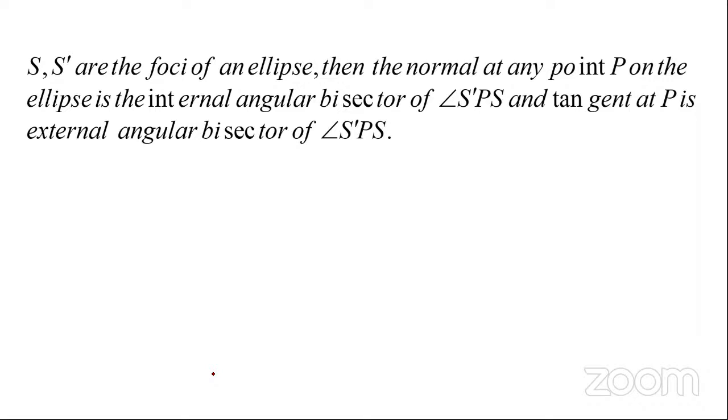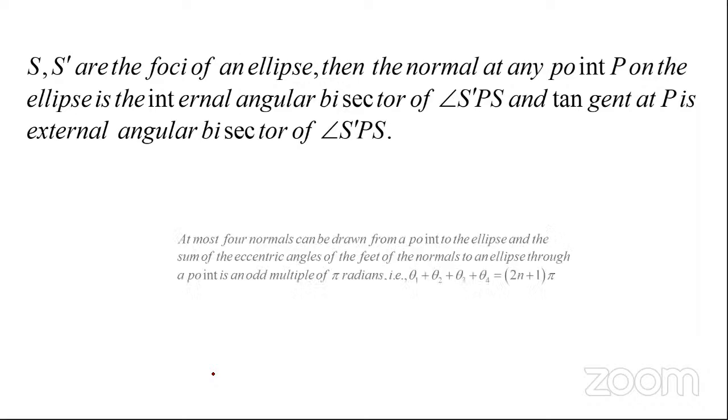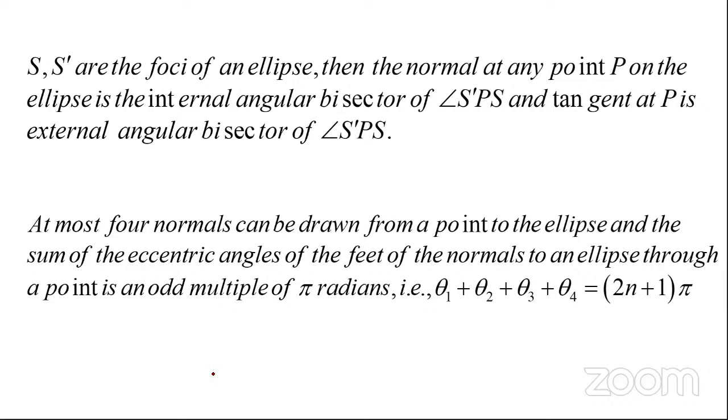So now, tangent is the external bisector, and the normal is the angular bisector, for the same S'PS. So next, at most four normals can be drawn.